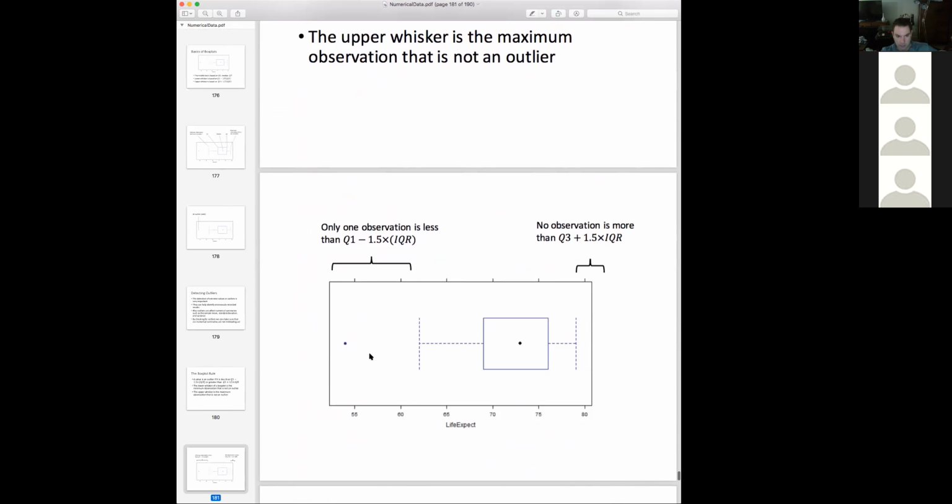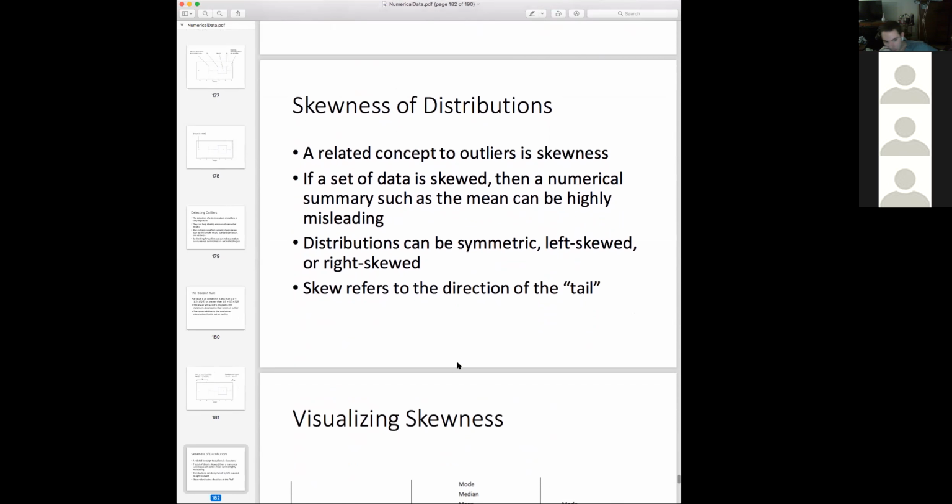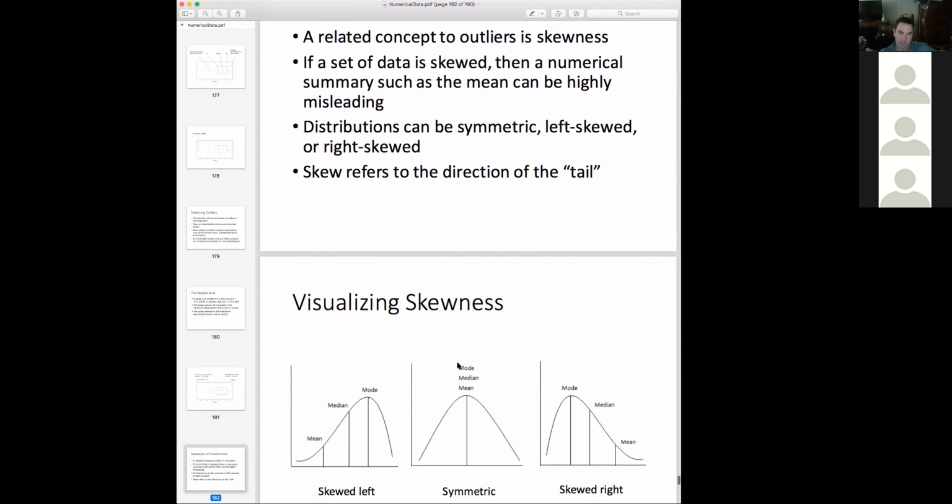So we have one outlier here, and this is how the rest of the box plot looks. And then we can talk about skewness. Skewness is related to the concept of outliers. If a data set is skewed, then a numerical summary such as the mean can be highly misleading. Sometimes with skewed data, we'll use the median over the mean because the mean is so sensitive to skewness and outliers.